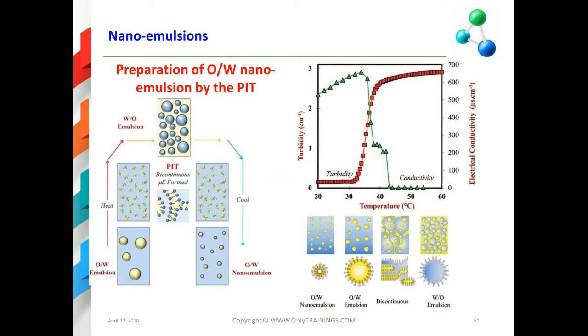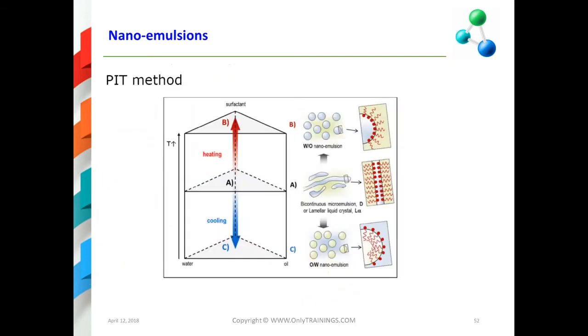So in this case, at the PIT temperature, you will obtain a bicontinuous microemulsion. Passing through these structures will allow you to form the very thin droplets of the nanoemulsion in the cooling down process. You can follow the process by conductivity and by turbidity measurements. By conductivity, you will observe a drop of the conductivity when you pass from an oil in water emulsion to a water in oil emulsion. Okay, and the turbidity will be the inverse. You will see an increase of the turbidity of the system.